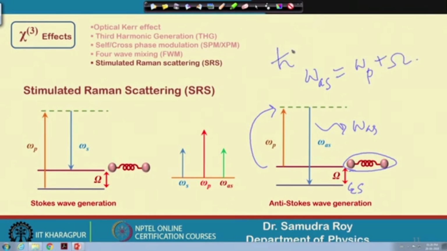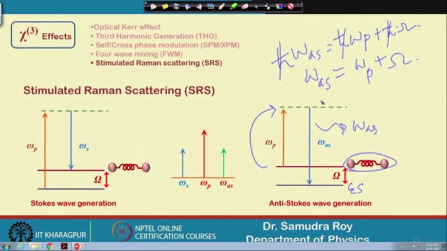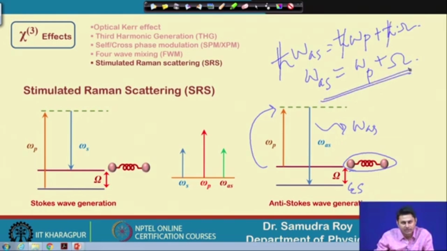If I multiply by h cross, h cross omega as is equal to h cross omega p plus h cross omega. This is the energy conservation. If I cancel h cross in all the cases, the energy conservation can be written in terms of frequency only. So this frequency omega as is basically omega p plus big omega, which gives a frequency higher than omega p. This kind of process is called anti-Stokes generation.